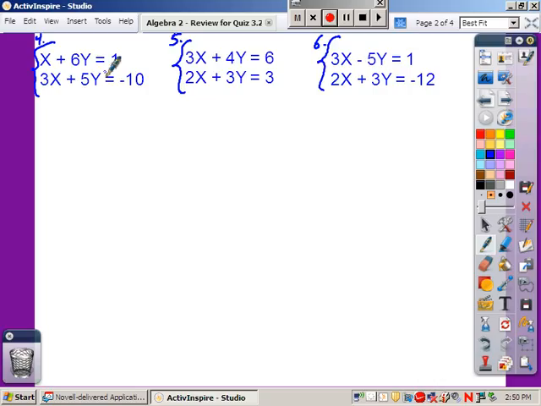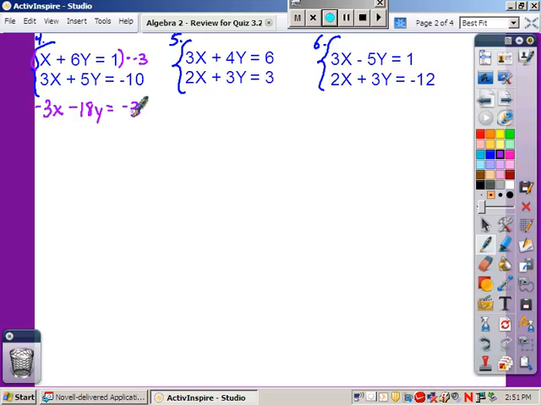So if I look at this, it's pretty hard to turn a 5 into a 6 or whatever. But right here I got an x and a 3x. If I could just make this x be negative 3x so that when I add it to this it would cancel, I could get it to work. So basically I'm going to take this first equation and multiply the whole thing by negative 3. So I take negative 3 times x, I got negative 3x. I got negative 3 times 6y, that's negative 18y. Negative 3 times 1 is negative 3.